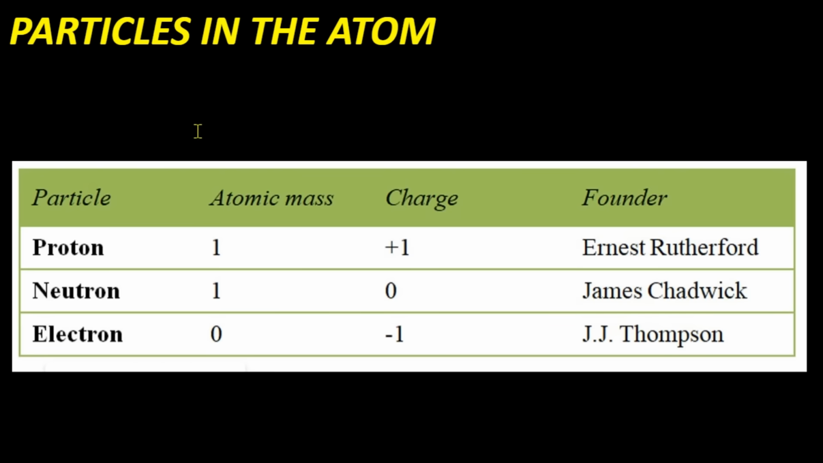These are the particles within an atom. These are the ones that you have to know. We have the proton, neutron, and electron. The mass of a proton is 1. The mass of a neutron is 1. The mass of an electron is given as 0.